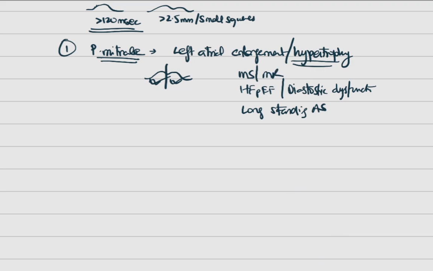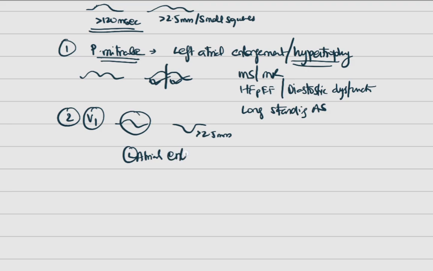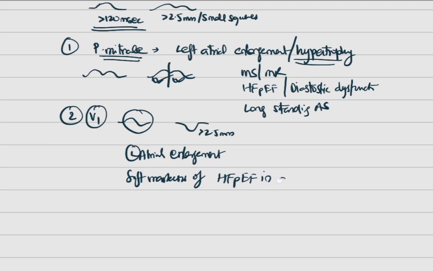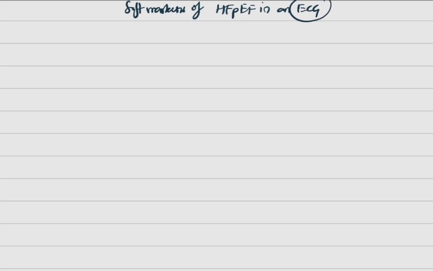So in these cases, it produces a wide P wave. In V1 specifically, the P wave may be biphasic with a small positive wave preceding a deep and broad wave, which indicates left atrial enlargement or hypertrophy. So in V1, or V2, it has a wave like this, whereas V1 usually has a P wave like this. This biphasic P wave or an inverted P wave that is more than 2.5 mm amplitude is suggestive of left atrial enlargement. These are soft markers of heart failure with preserved ejection fraction on ECG. So next we'll go to notched P wave.